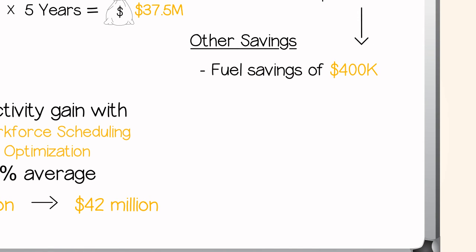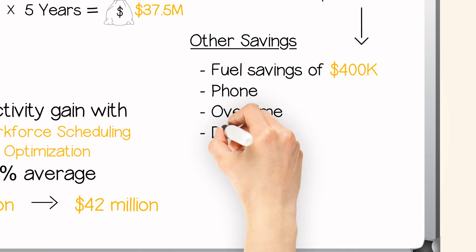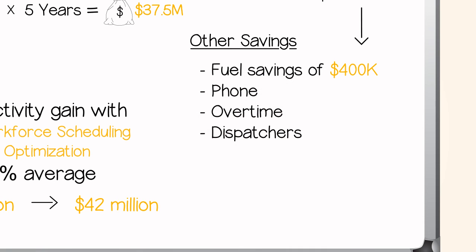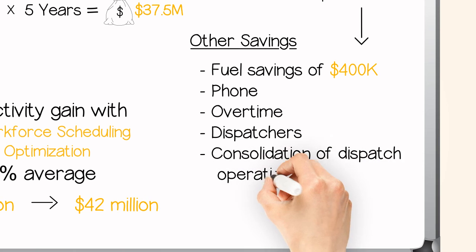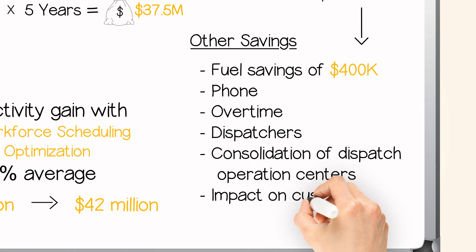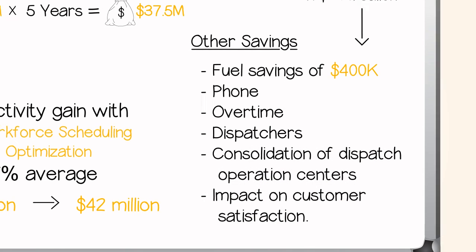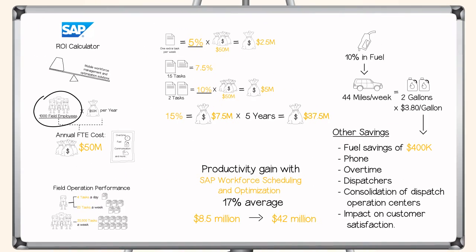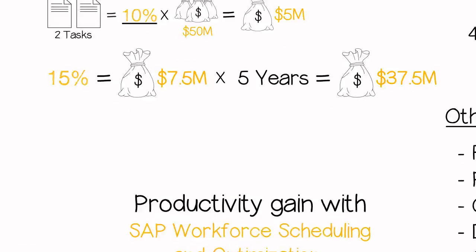But it's not only fuel. We can also reduce costs of phone, overtime costs, dispatchers. There's a lot to save by consolidating dispatch operation centers and a huge impact on customer satisfaction. Are you beginning to see what value workforce management and optimization can have in your business?